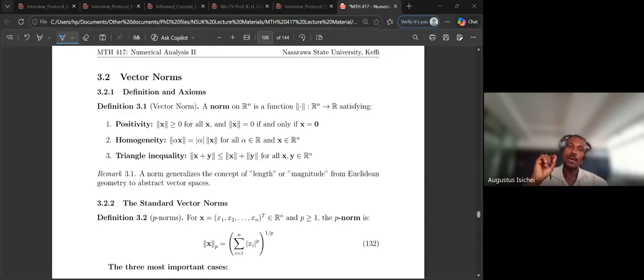Because to calculate the condition number, you must know how to estimate the norm of a matrix. Now, let's start by introducing what the norm is. Let's start with vector norms. What's the vector norm? I know you're learning that in your functional analysis now, Maths 412.